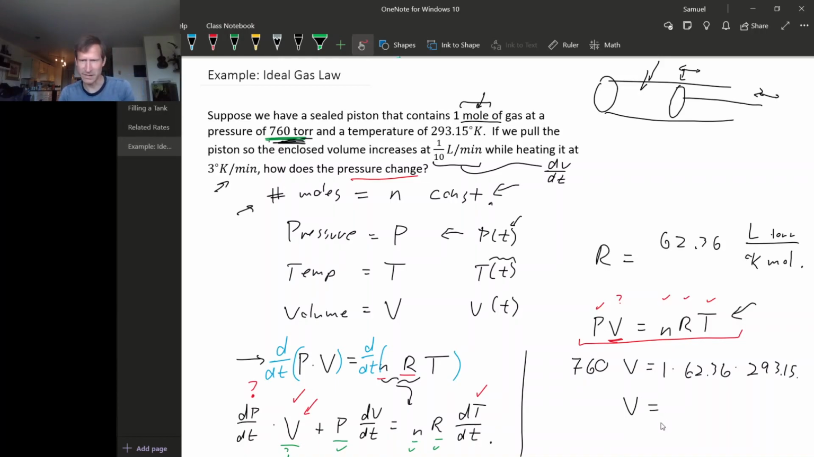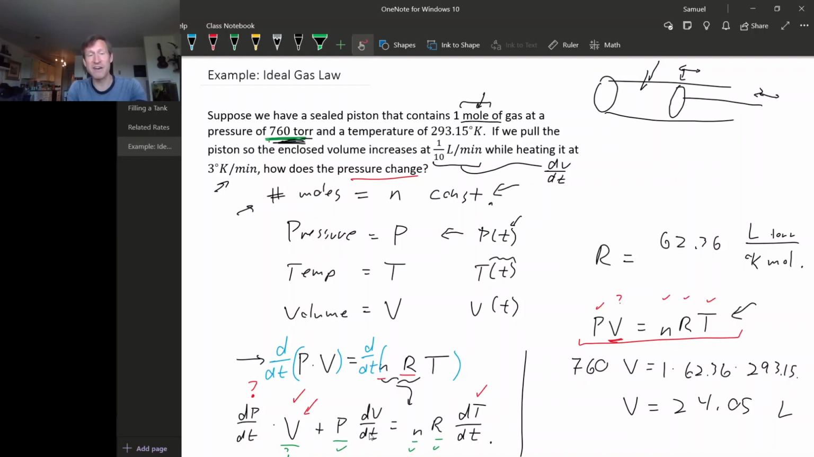And now we can just rearrange all of this to find V. So what do we get? 62.36 times 293.15 divided by 760 torr. This gives us 24.05. And this must be in liters since that's the volume unit that we have floating around. So now we know the volume as well.